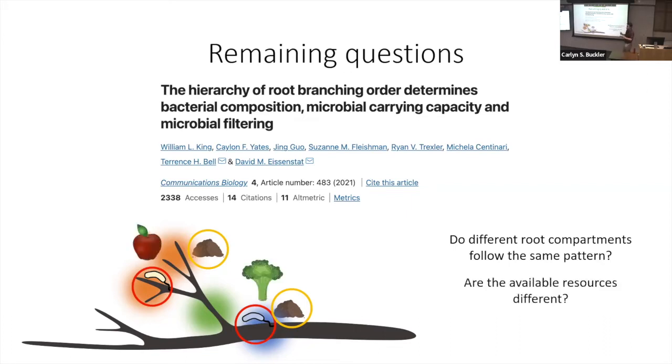Secondly, are the microorganisms associating to different fine roots because of the resources available at each fine root? Is it just simply that there's different carbon resources, so they're being pulled into that environment? So we wanted to have a look at the metabolomics of this system as well. And lastly, are the microbial functions different? You can get differences in composition, but you may not get differences in microbial functionality in the environment. So we were interested in looking at that as well.